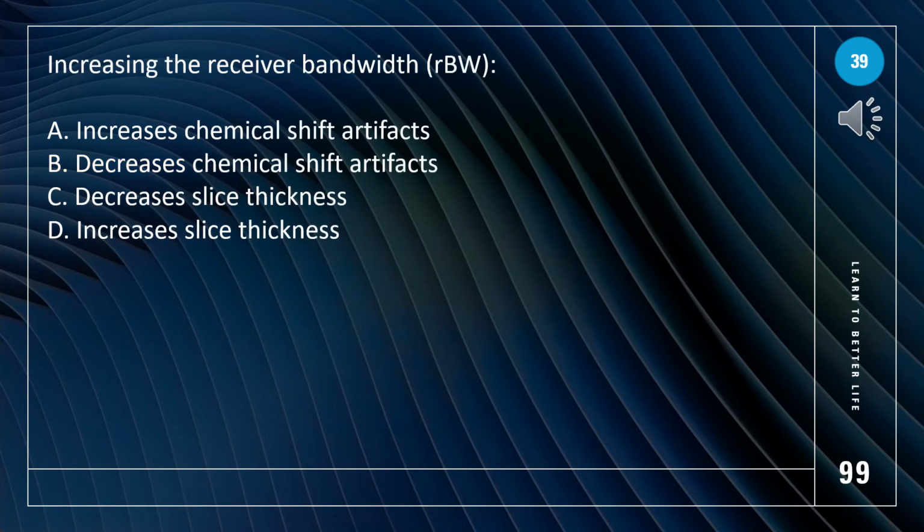Increasing the receiver bandwidth has what effect on chemical shift? The answer is B. Decreases chemical shift artifacts. It does not affect slice thickness.